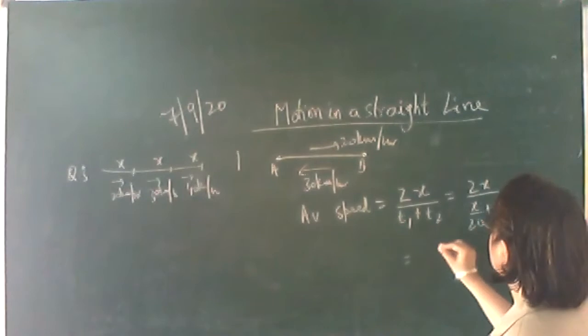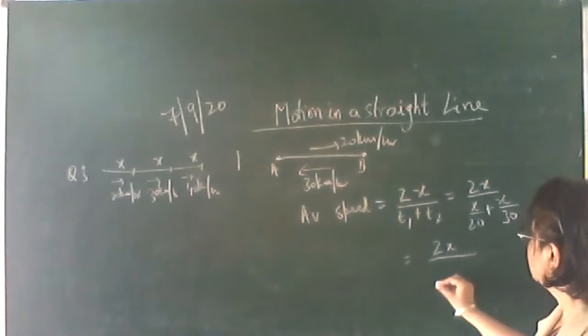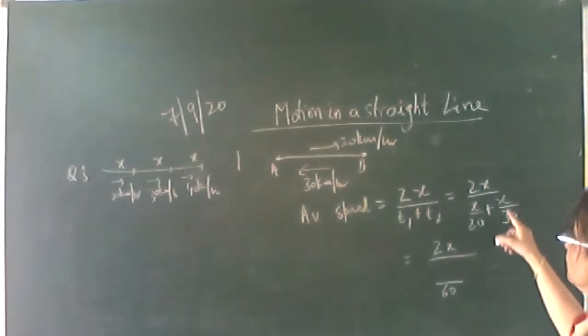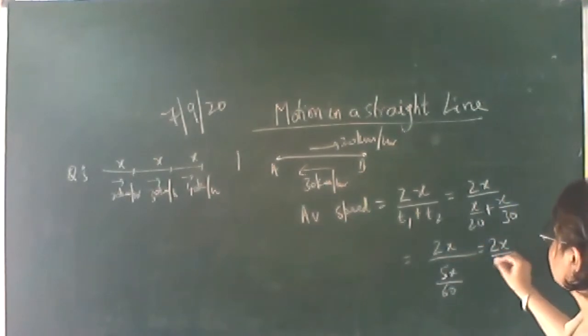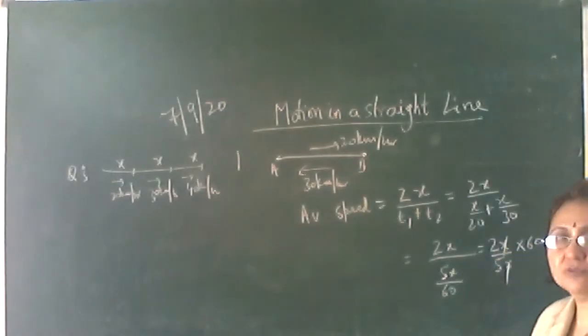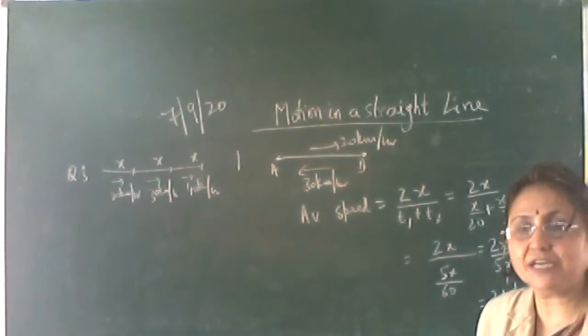So you can simplify it. Take the LCM. LCM is 60. 20 goes 3 times, so 3x plus 2x, that is 5x. So it is equal to 2x upon 5x into 60. x and x cancel out. 5 ones are 5, 5 twos are 10, that is 12. 12 into 2, 24 kilometers per hour is his average speed. So this is how you will find out the average speed.